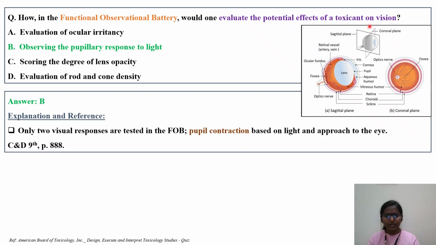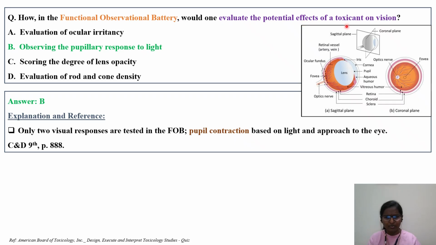So the important thing you have to remember is FOB is part of safety pharmacology study. We have three different organ systems: the central nervous system, cardiovascular system, and respiratory system. In FOB, which is CNS related, there are a few tests related to visual evaluation, visual inspection. So that related concept will be in this video today. Once again, let me repeat the question. How in the FOB would one evaluate the potential effects of toxicants on vision?